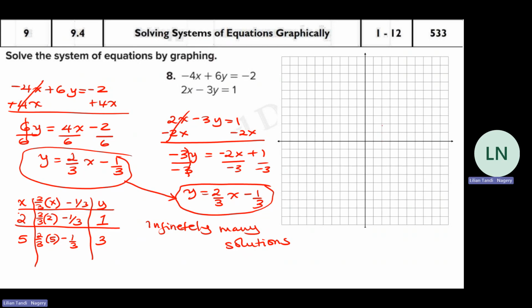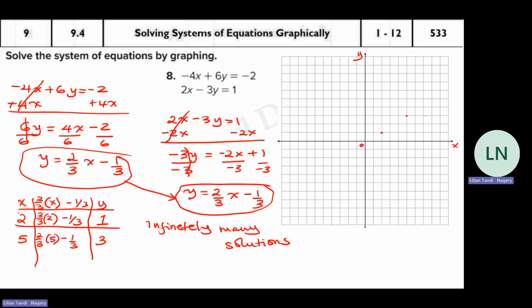Then I plotted 2, 1. 2, 1 is here. The other one was 5, 3. 2, 3, 4, 5. 1, 2, 3. Okay, put your x, 0, and y. Now continue using the slope.